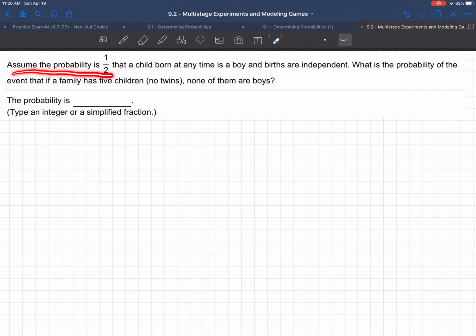Assume the probability is 1/2 that a child born at any time is a boy and births are independent. What is the probability of the event that if a family has 5 children, no twins, none of them are boys? What's the probability of that?